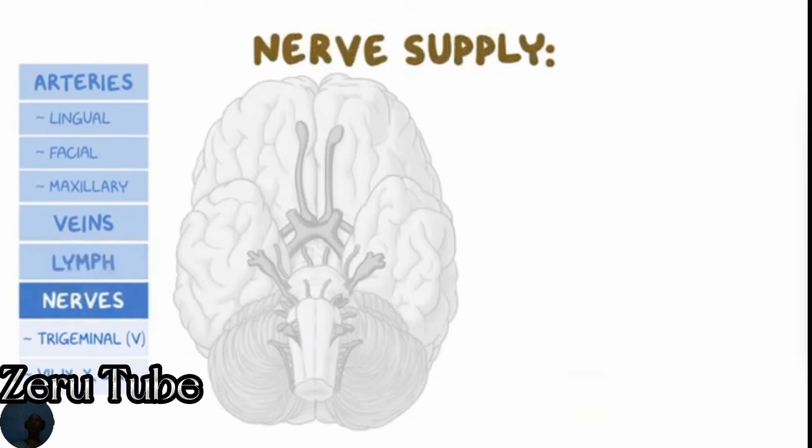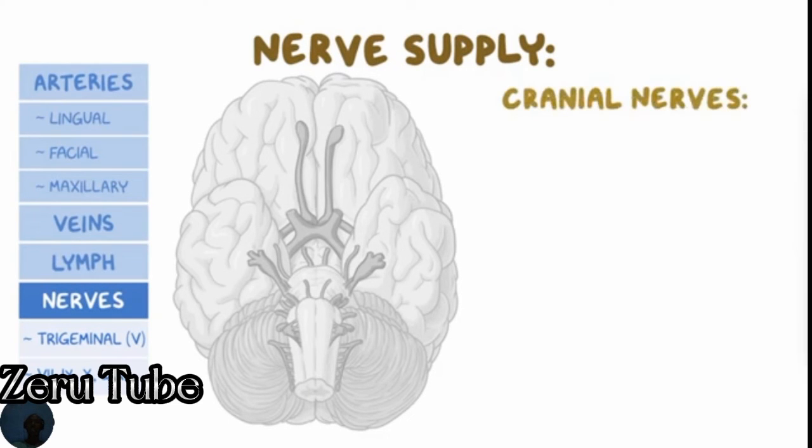As I told you, the nerve supply of the oral cavity has five cranial nerves. Amidst the cranial nerves, let us see about the nerve supply of the oral cavity.